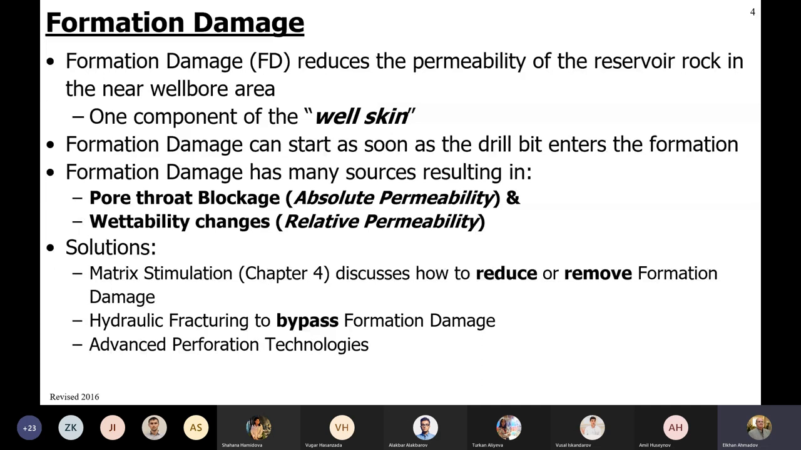Formation damage starts as the drill bit enters the formation.